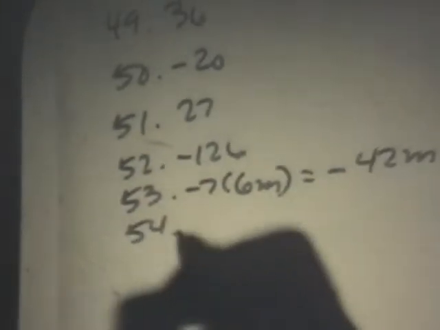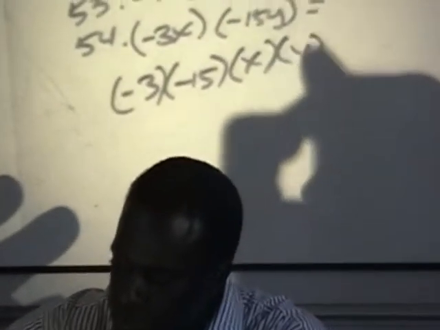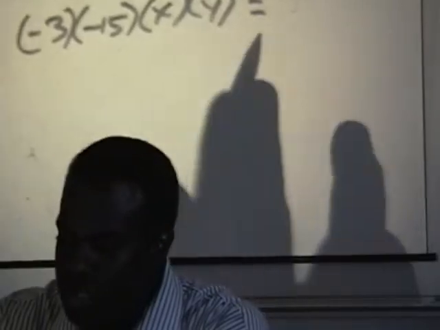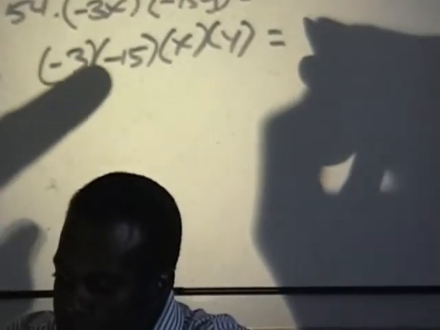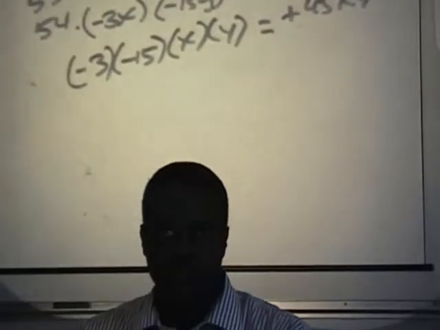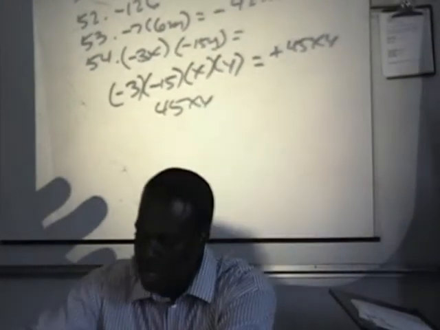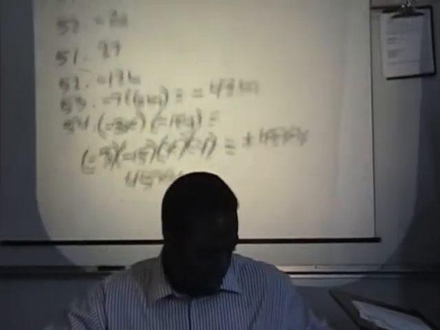And number 54, you have what? You have negative 3x times negative 15y. What will that be? That'd be positive, that's the same as negative 3 times negative 15 times x times y. Notice I put everything together. Negative 3 times negative 15 gives us a positive what? A positive 45xy. Because x times y is equal to x times y, so your answer is 45xy. You're done. Let's go to the next part here, okay?